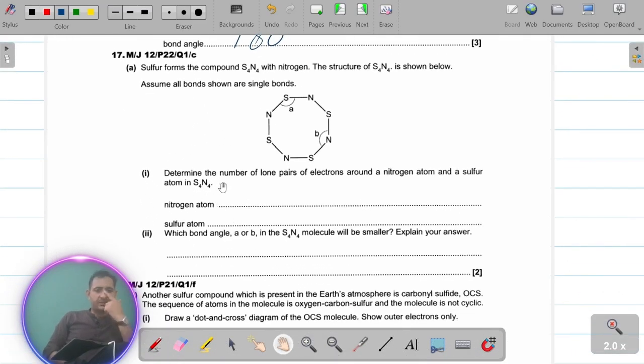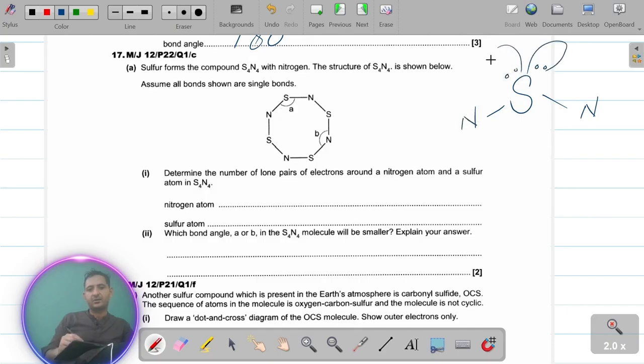So determine the number of lone pairs of electrons around the nitrogen atom and sulfur. We know sulfur has two lone pairs of electrons because sulfur is from group 6. One of the bonds is bonded with this nitrogen and this nitrogen. So we will have two lone pairs of electrons on each sulfur, okay. Two lone pairs.